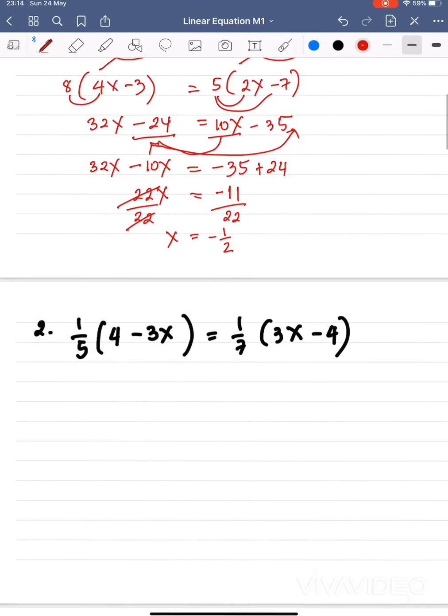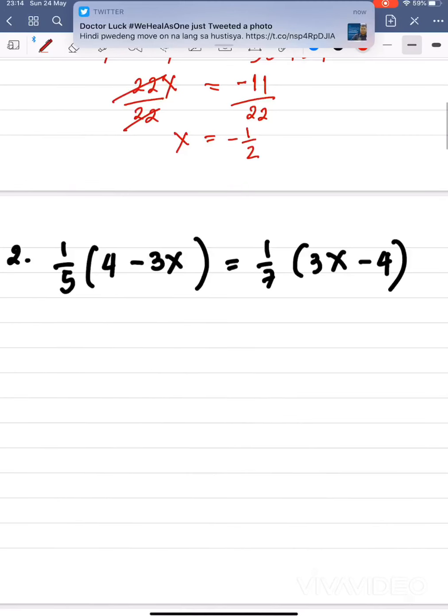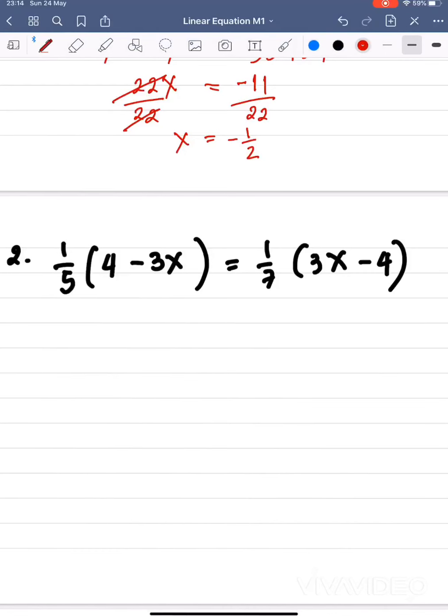Example number 2. For number 2, we have 1/5 times the quantity of 4 minus 3x is equal to 1/7 times the quantity of 3x minus 4. Again, here we have fractions. So we need to identify the denominators, and the denominators are 5 and 7. And the LCM of 5 and 7 is equal to 35. So what I'm going to do now is multiply 35 to each side or each term.